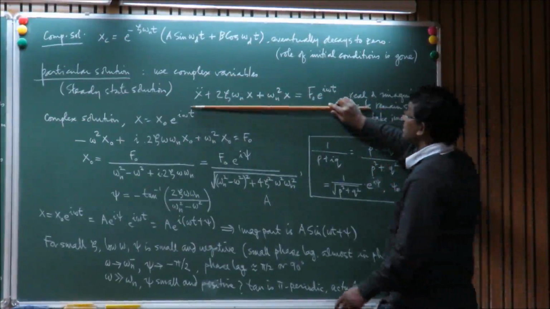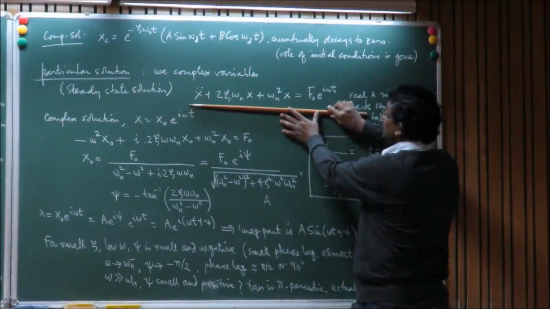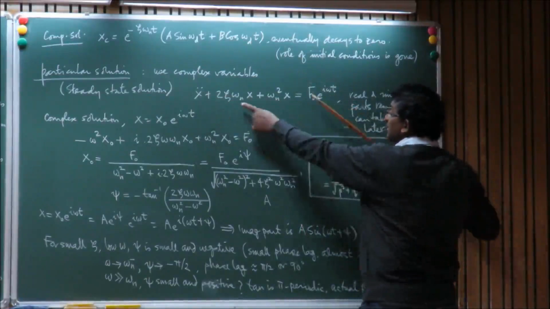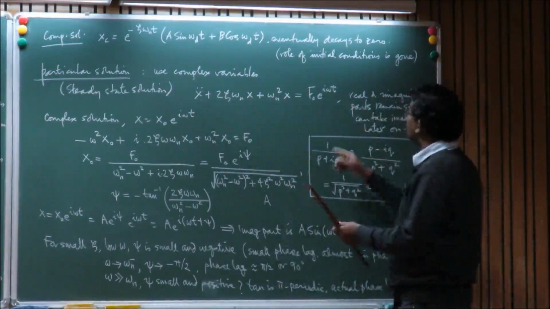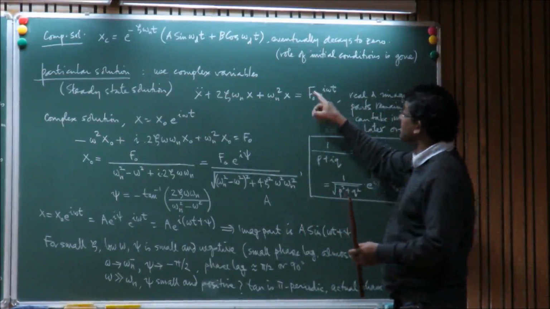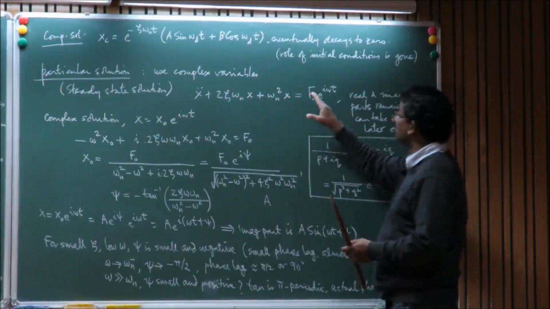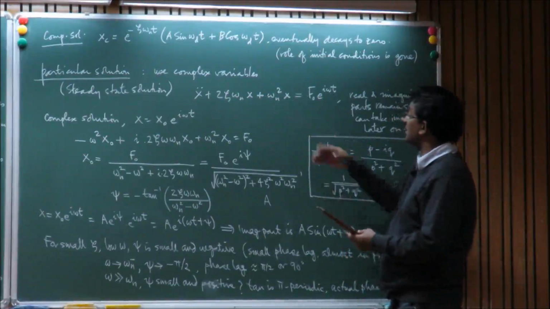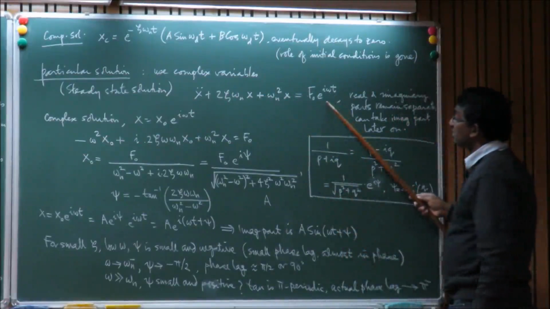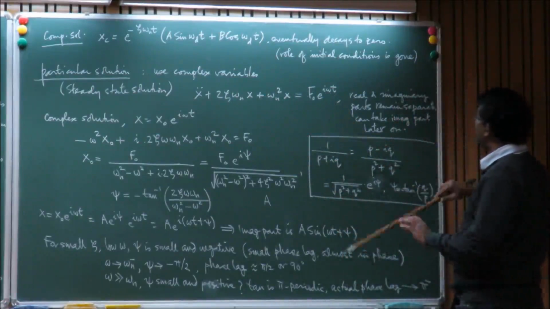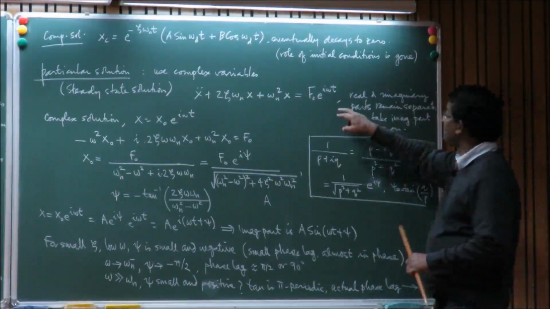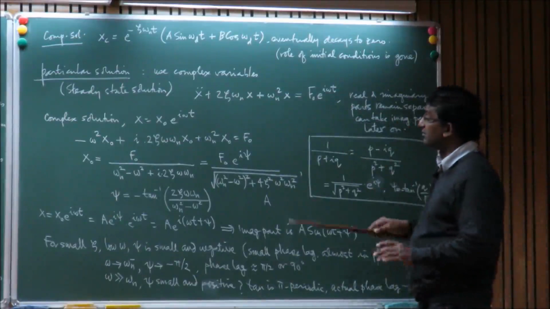The reason we do this and the reason we can do this is that in this equation, which is strictly linear with real coefficients, the real part of this gives one solution, and the imaginary part of this gives another solution. Those two solutions remain separate. And so if we solve it for this input and take the imaginary part later, we get the solution for F0 sine omega t.